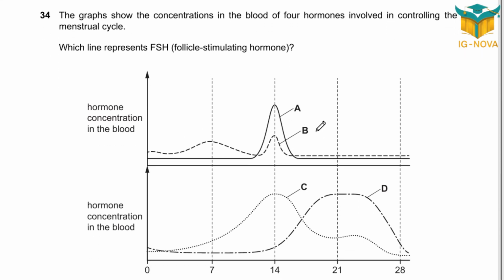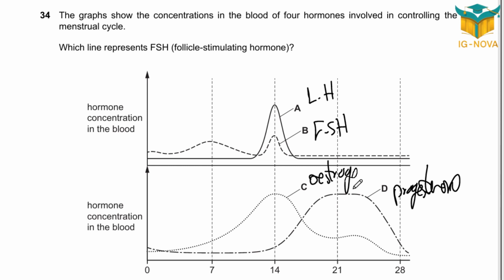FSH. B is FSH. A is LH. D is progesterone. And C is estrogen. So which one is FSH? FSH is B.